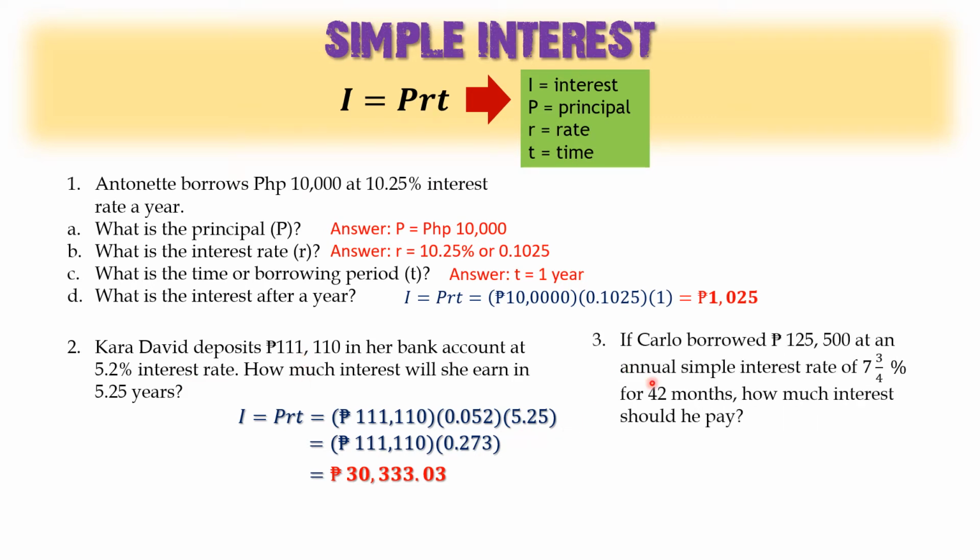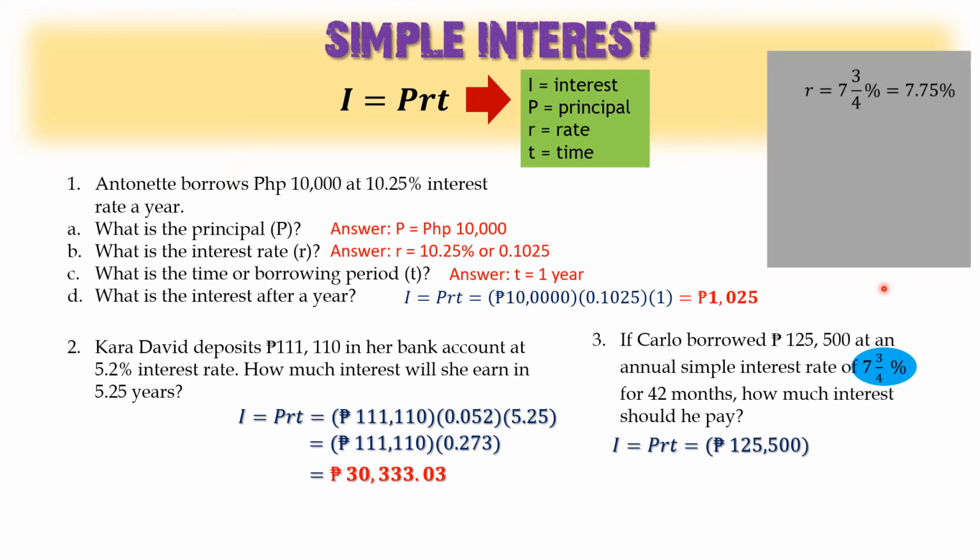Next problem. If Carlo borrowed 125,500 pesos at an annual simple interest rate of 7 3/4% for 42 months, how much interest should he pay? Using the same formula, I is equal to PRT. So the principal amount, so naghihiram siya, ito yung hiniram ng pera, that is 125,500 pesos. Then the rate, we have your 7 3/4%. Ito ay naka-mixed fraction. So i-convert na natin to into its decimal form.